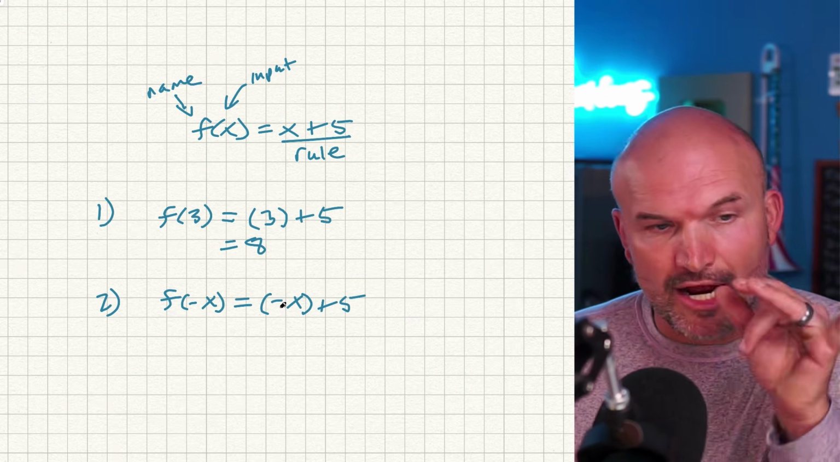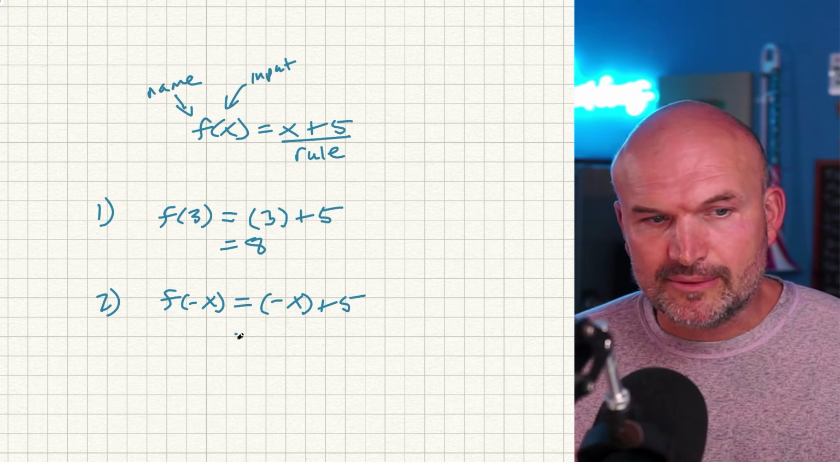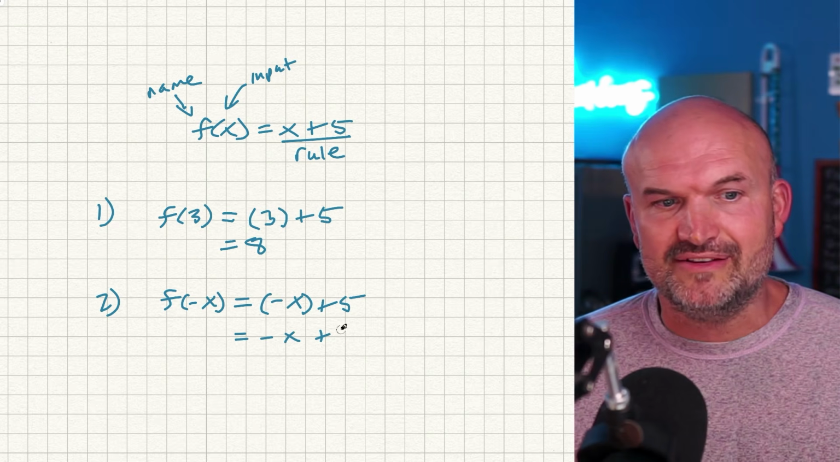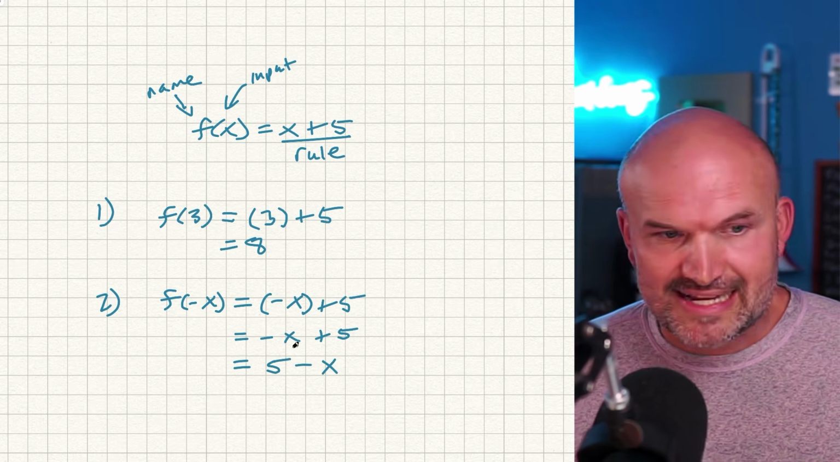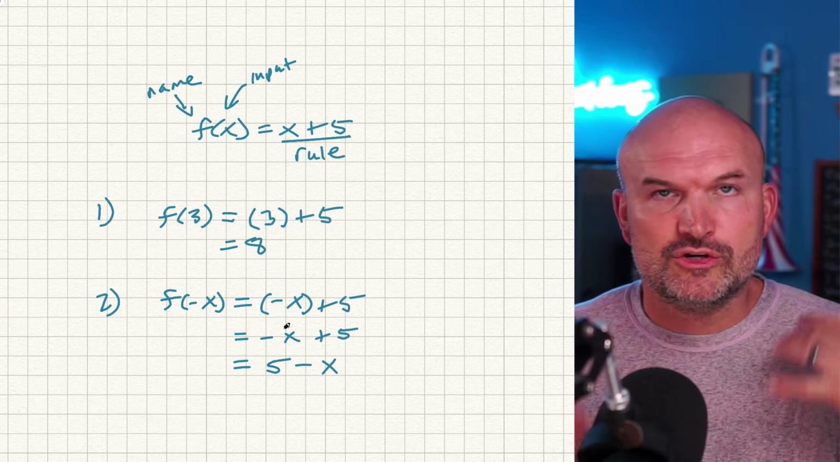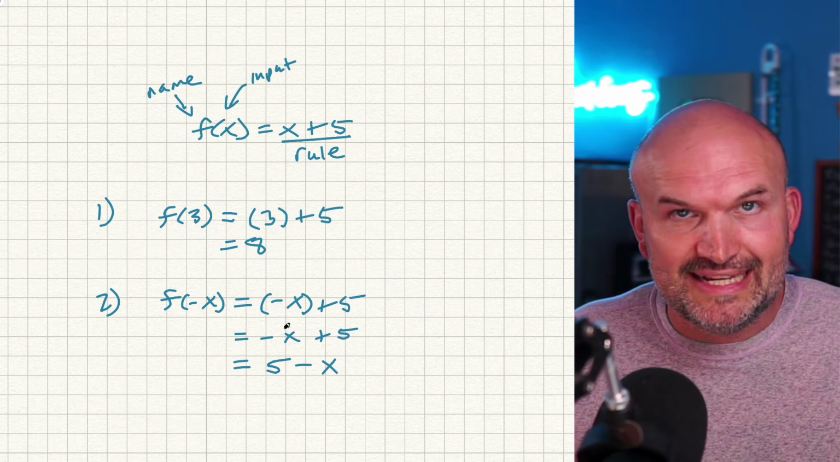A lot of times I always keep those parentheses in there. We don't really need the parentheses, right? We can just leave this as negative x plus 5, or we could even rearrange this as 5 minus x. It's all the exact same, okay? But I put the parentheses in there just to remind myself that is what I'm plugging into the rule.